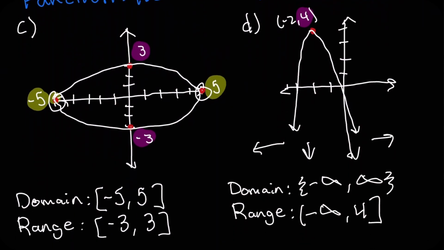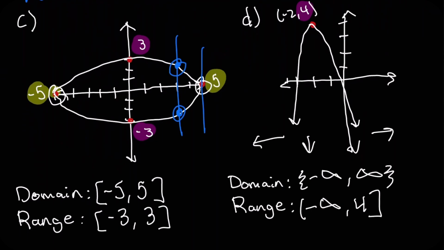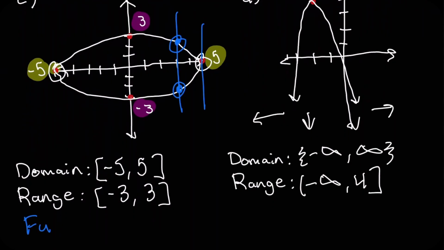How about C? If I were to draw a vertical line, see, there is a point where I can draw it and it'll cross at 2 individual points. Yes, I can draw it here, but if there's any case where I can draw it and it crosses more than 1 point, then it fails the test. So this one is not going to be a function.